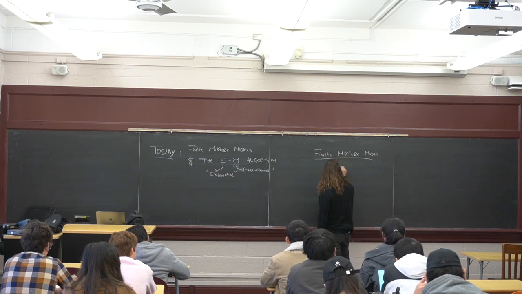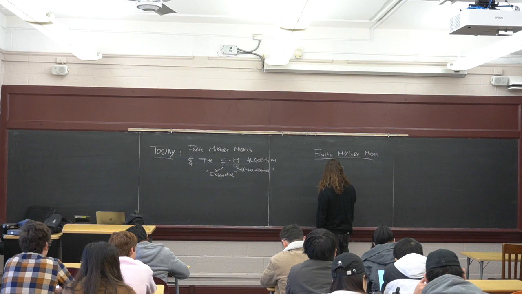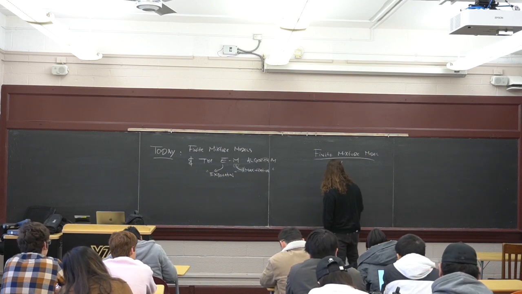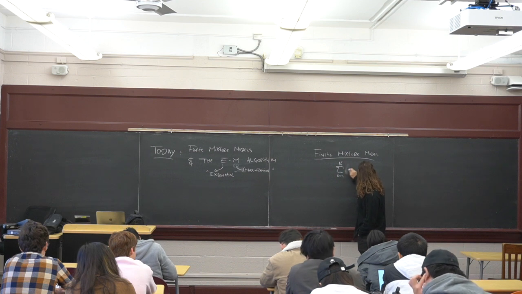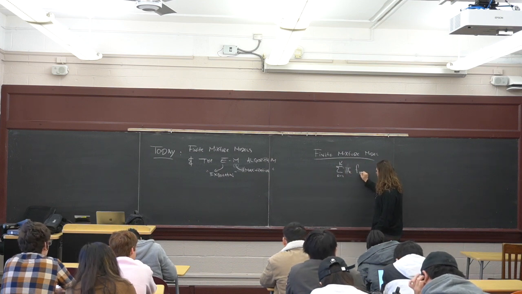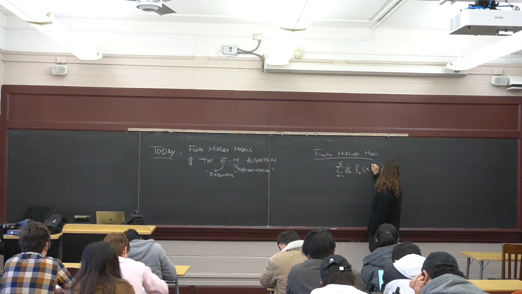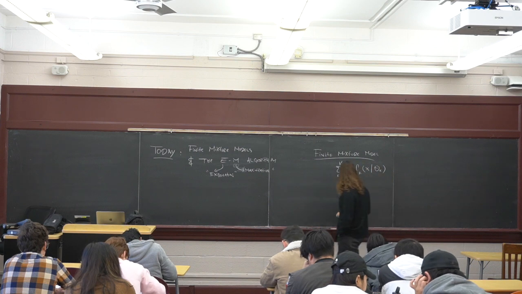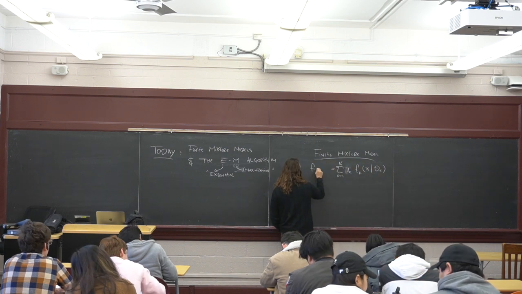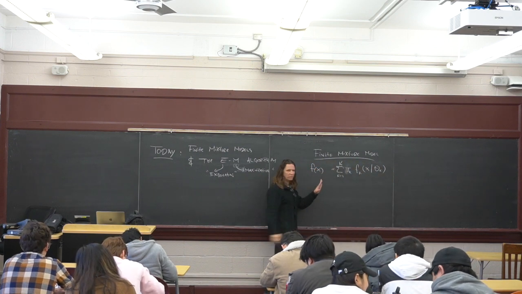So it looks something like this. K goes from 1 to cap K. I've got some mixture components with some weights attached to them. These are the weights. This is my mixture component. And I've got some model parameters in here. And I'm going to call this f of x. This is my overall distribution.